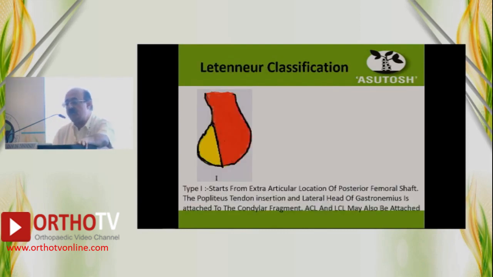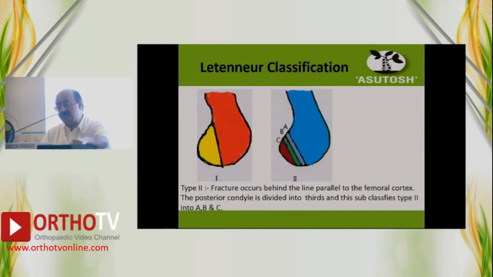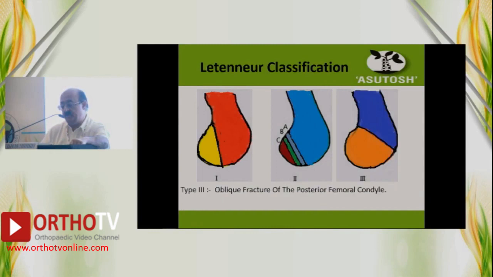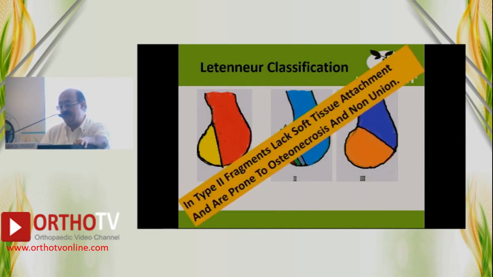The popular classification is that of Letenneur. It is type 1 if it is going parallel to the posterior cortex. A type 2, divided into A, B, C, is posterior to the posterior cortex of the femur. And if it is an oblique fracture of the femoral condyle, it is a type 3. But again, it is the type 2 that lacks the soft tissue and is more prone to osteonecrosis and non-union.